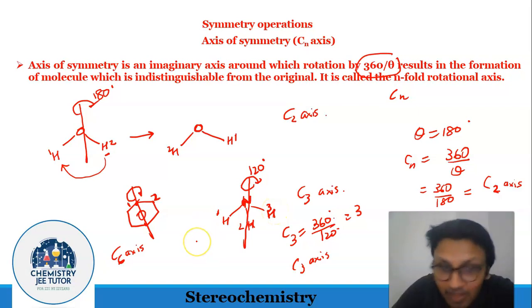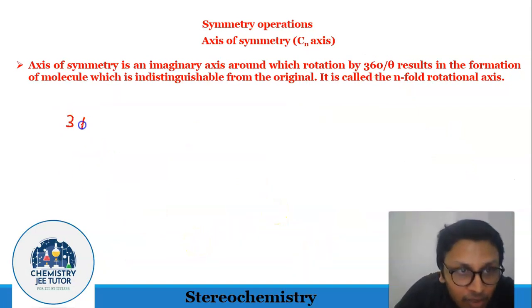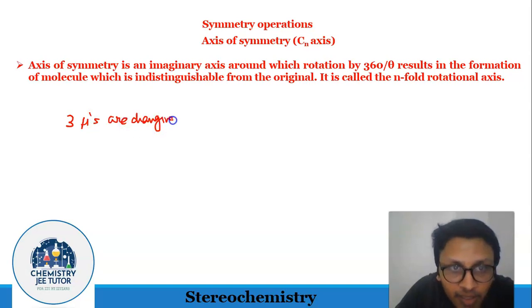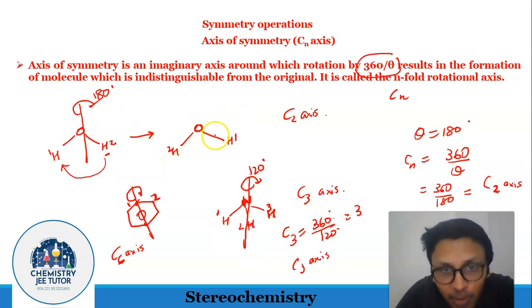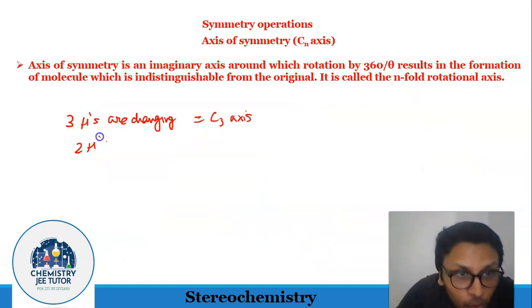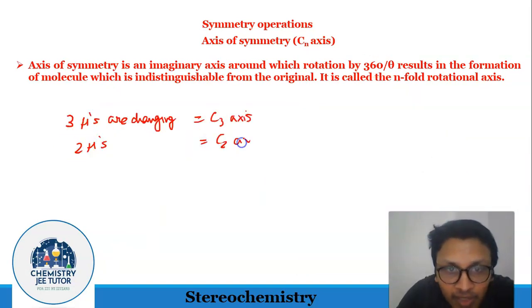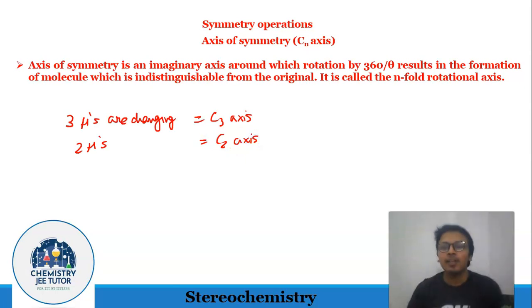That's why it's a C3 axis. 3 hydrogens are changing their positions, so it is a C3 axis. See water, 2 hydrogens are changing their positions. The oxygen remains where it is. So it is a C2 axis. 2 hydrogens are changing, so it is a C2 axis. This is a little bit of a trick: the number of atoms which are changing their positions is the n of the Cn axis.